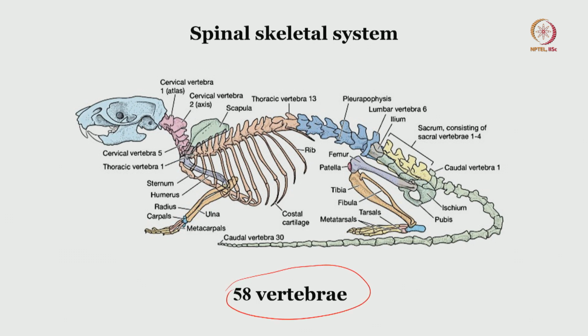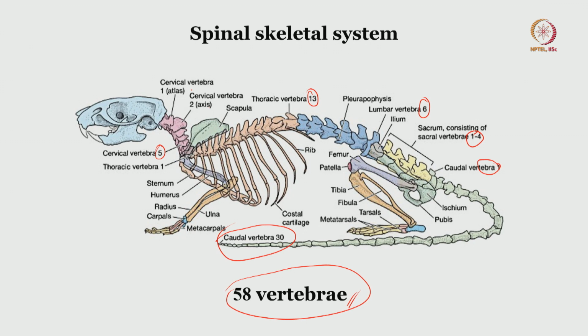So how does it form 58? This you can understand here. There are around 5 cervical vertebrae, including the atlas and axis, then the 13 thoracic vertebrae, 6 lumbar vertebrae, 4 sacral vertebrae, and then there is 1 caudal vertebra and the 30 tail bones, all right. So that is how the 58 vertebrae form.